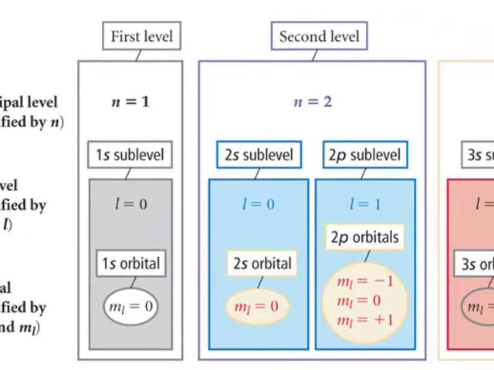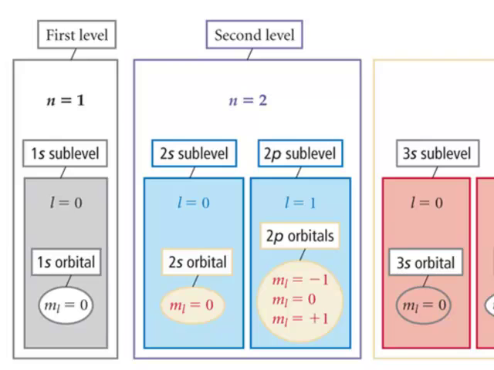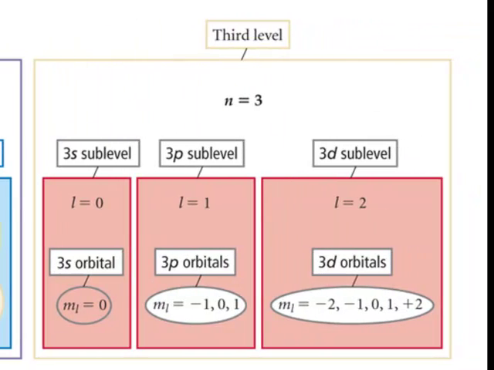N equals 2, I could have an S or a P sublevel, depending upon whether my L is 0 or 1. If my L is 0, I've got the S subshell. I can only have 1 orbital in that, which means I'd have 2 electrons, spin up, spin down. If it's the P subshell, L equals 1, my m sub L could be minus 1, 0, plus 1, which means I could have 3 orbitals. Each orbital can contain 2 electrons, so I could have a total of 6 electrons there. And then the third level is shown there as well.